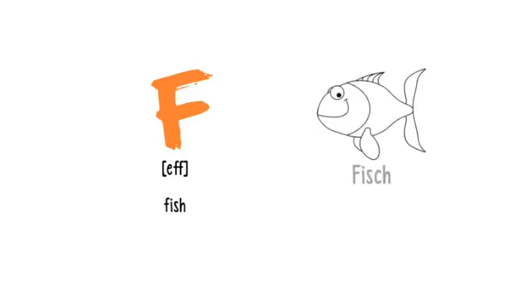F is pronounced like the word fish, and the translation of fish in German is the same, Fisch. The next letter is G.